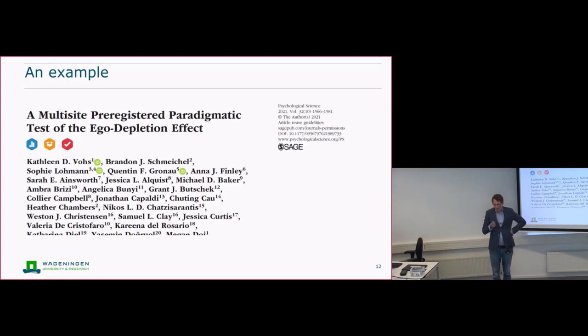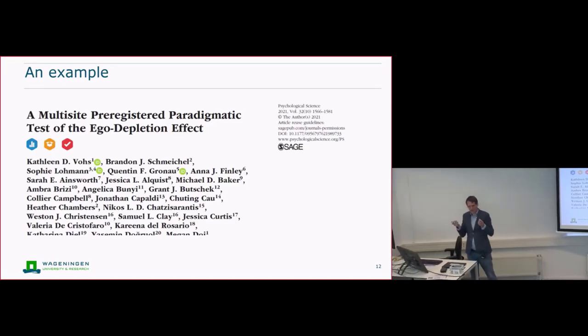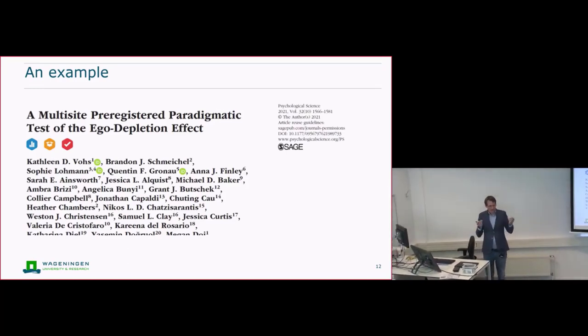At one point, they had theories that the resource was glucose. So they thought, oh, maybe glucose is depleting. But then they looked at the literature, and there are experiments where people need to control their emotions for 10 minutes. And biologists said, well, this is not possible. It's not possible that if you control your emotions for 10 minutes, your glucose level goes down. That is just theoretically very implausible.